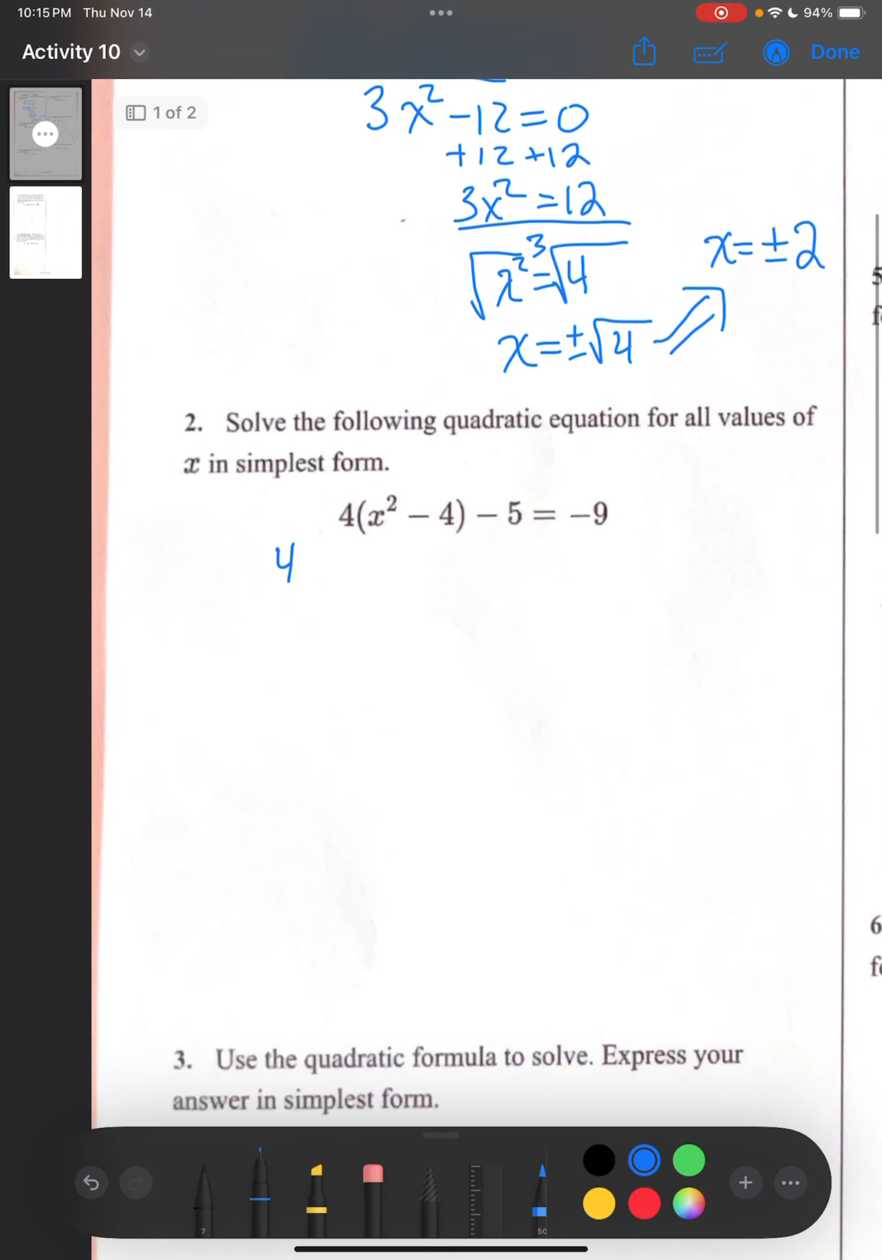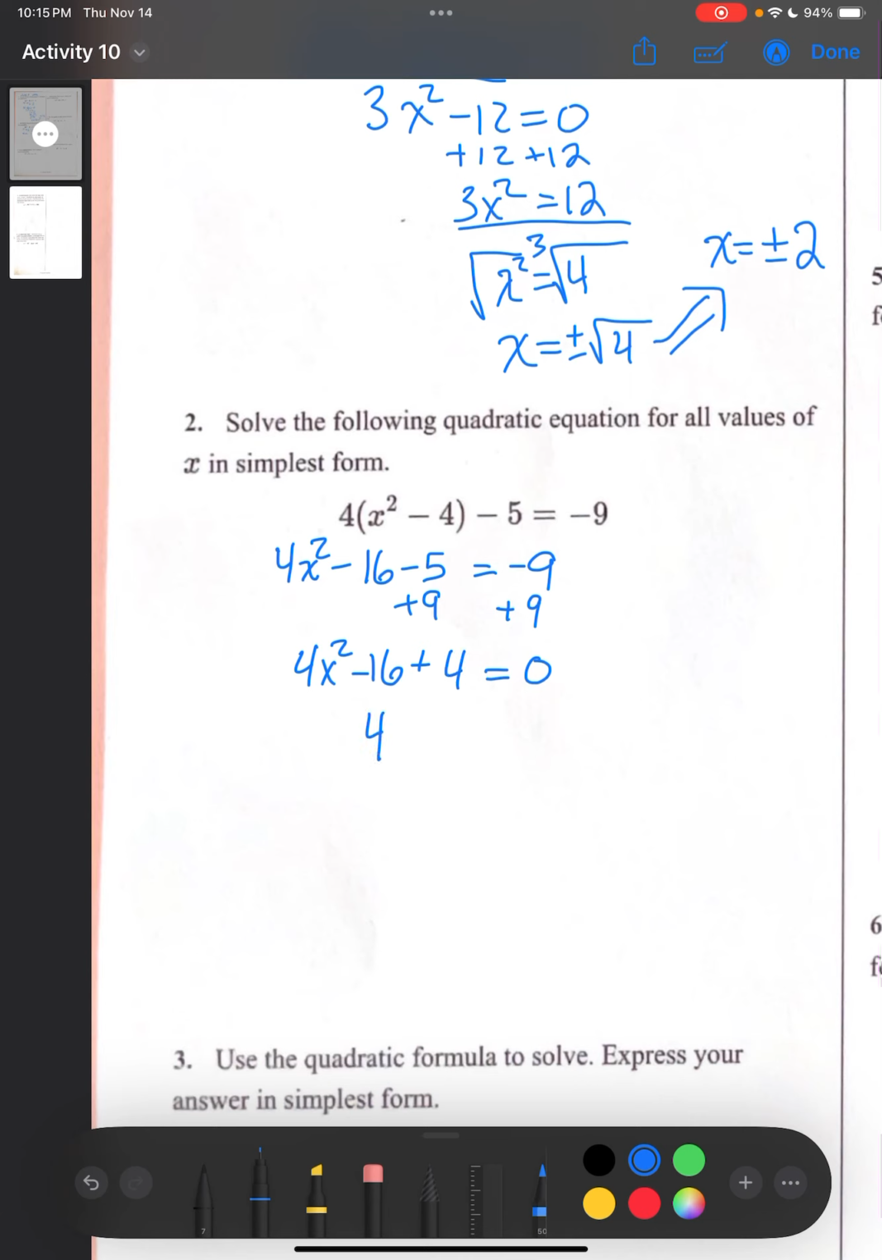First, we got to distribute, right? 4x squared minus 16 minus 5 equals negative 9. We're going to add 9 to both sides so we can get this to 0. Then we have 4x squared minus 16 plus 4. We simplify that once more. We get the negative 12 or minus 12, whatever floats your boat. Then we have here 4x squared minus 12 equals 0.